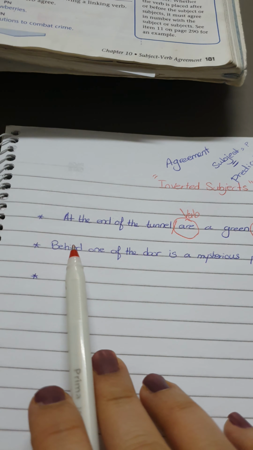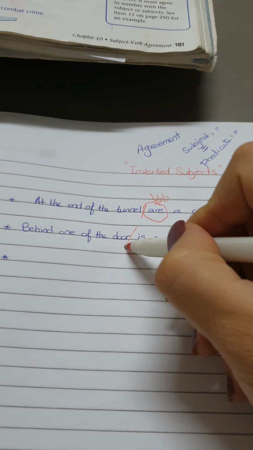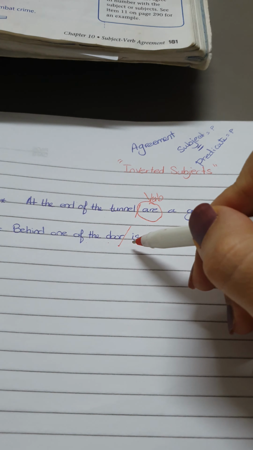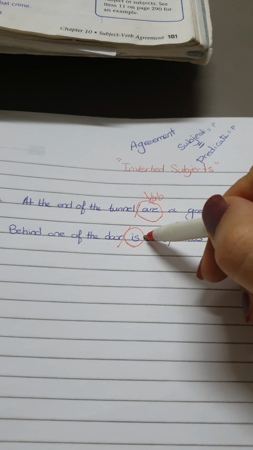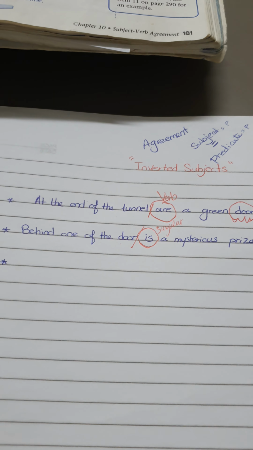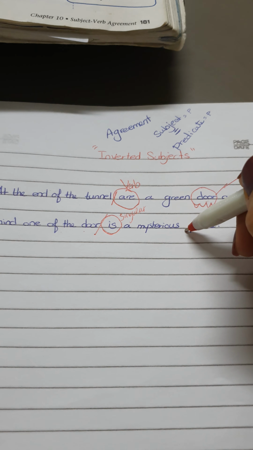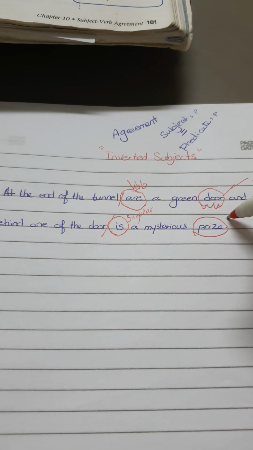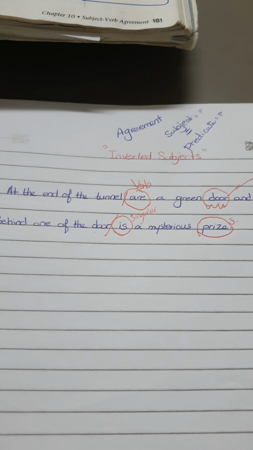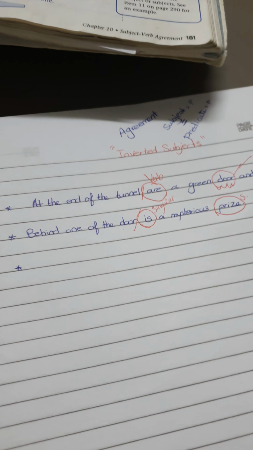Here in the second sentence, behind one of the doors, also a prepositional phrase, is. I have is here, singular. So singular verb. Where is the subject? A mysterious prize. Prize is the subject. Singular subject, singular verb. What else is a kind of inverted sentence?